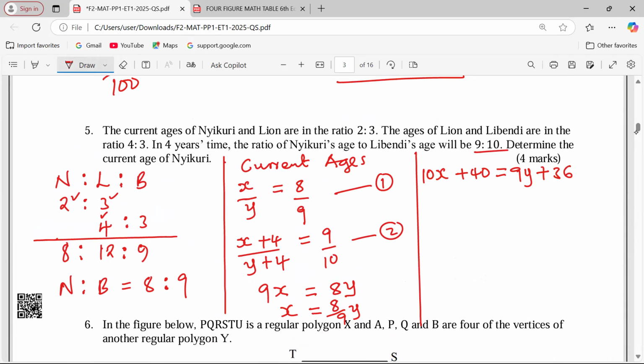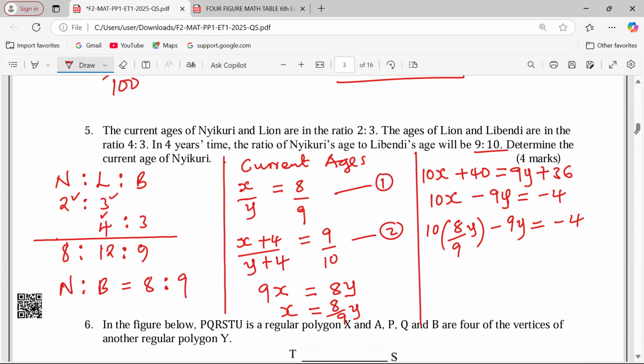So with this now, we can group terms and say 10X minus 9Y equals 36 minus 40, which is -4. All right. Now that from the first expression we expressed X, we can substitute it in the second, whereby instead of X, we can write 8/9Y, so 10 times 8/9Y minus 9Y equals -4.